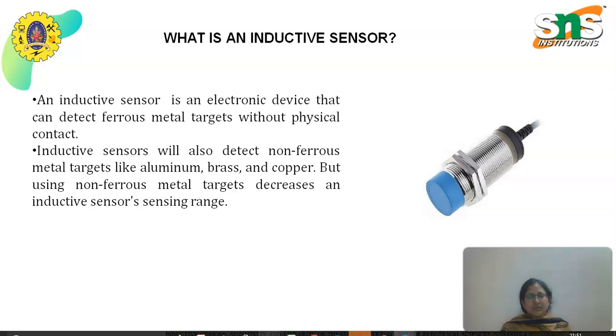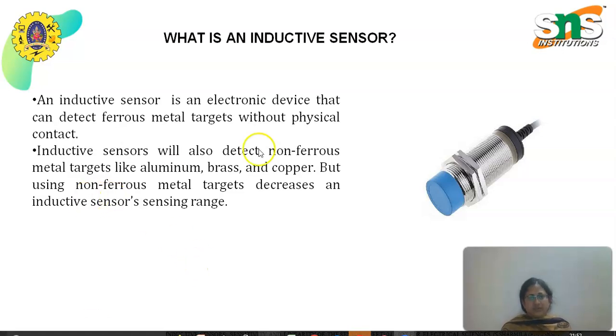The next topic is the inductive sensor. An inductive sensor is an electronic device that can detect ferrous metal targets without physical contact. The inductive sensor will also detect non-ferrous metal targets like aluminium, brass and copper, but using non-ferrous metal targets decreases an inductive sensor's sensing range.